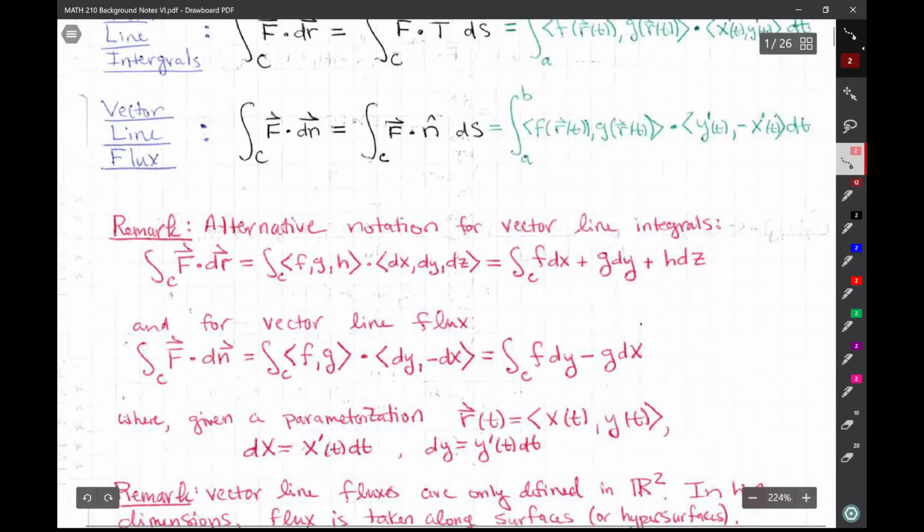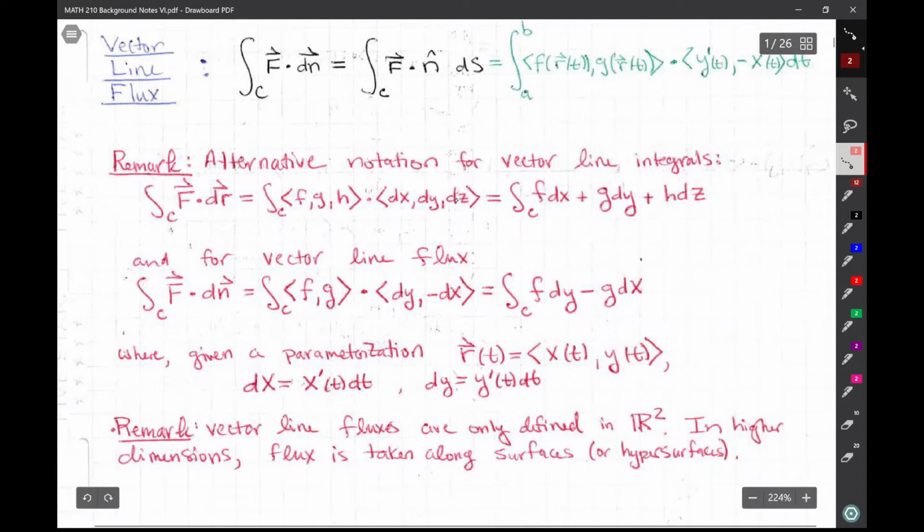You'll also see some alternative notation for vector line integrals and vector line fluxes. If I write out F as F, G, H and dr as this vector here, you could dot these two and you'll get this expression. Now you could see this for a vector line integral. Many students get confused because they remember that dx from Calc 2 and think it's the same thing over here. Well, here it's a more general dx, and the formula for it will be x prime dt, where x prime is the x component of your parameterization.